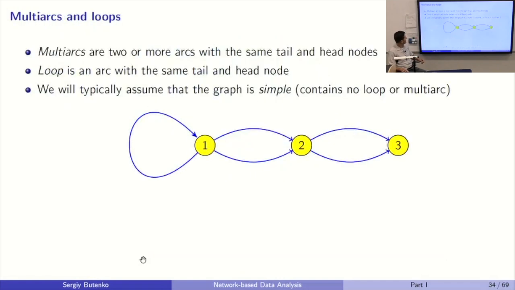The order doesn't matter. Then you could have multiple arcs or loops. A loop would be an arc from a vertex to itself. But most of the time we'll deal with simple graphs, unless otherwise stated. We'll deal with the simple graph. A simple graph is a graph that has no loops or multi-arcs.